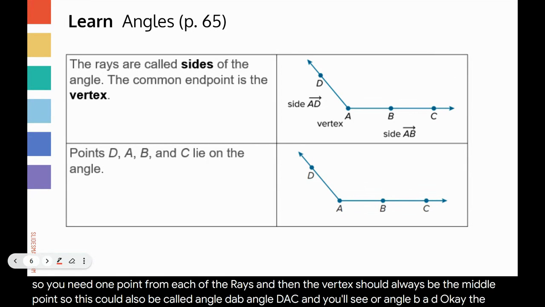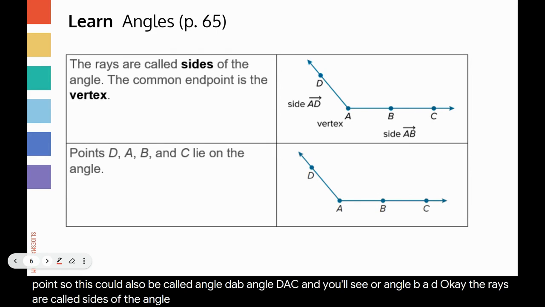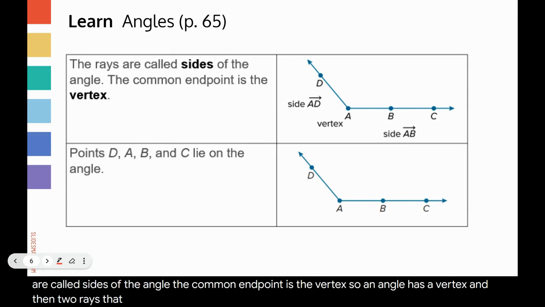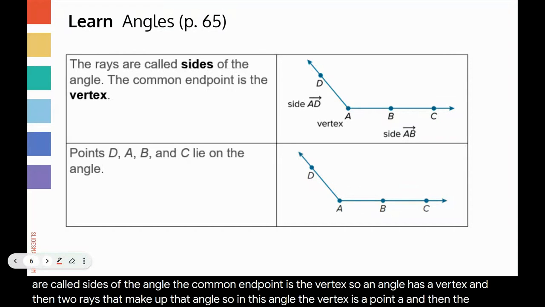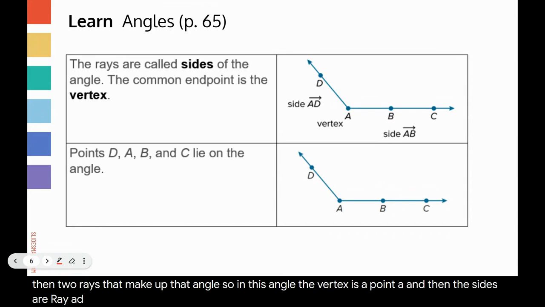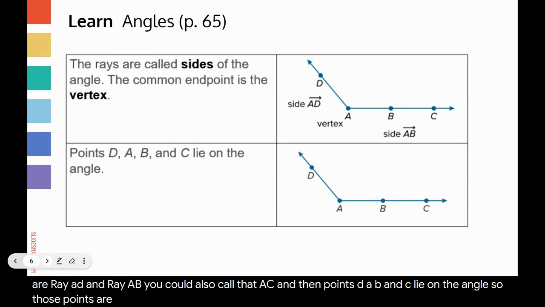Okay, the rays are called sides of the angle. The common endpoint is the vertex. So an angle has a vertex and then two rays that make up that angle. So in this angle, the vertex is point A, and then the sides are ray AD and ray AB. You could also call that AC. And then points D, A, B, and C lie on the angle. So those points are on the angle.